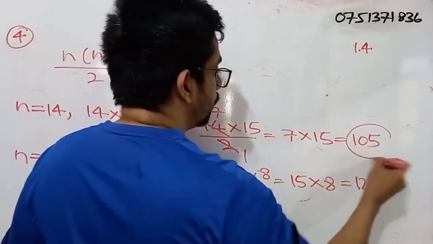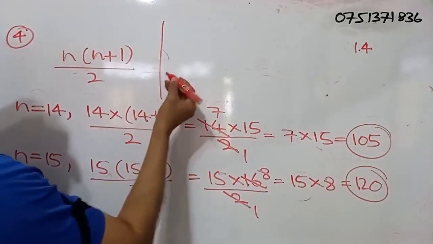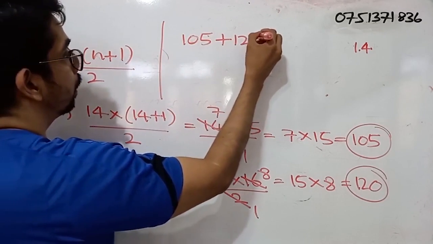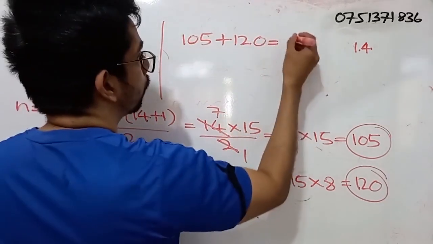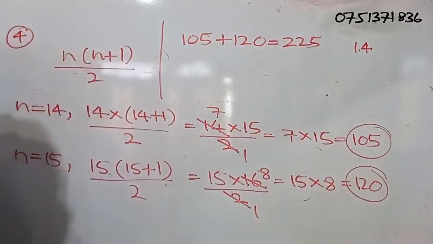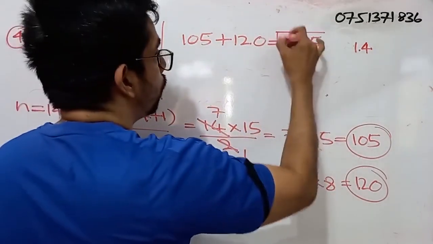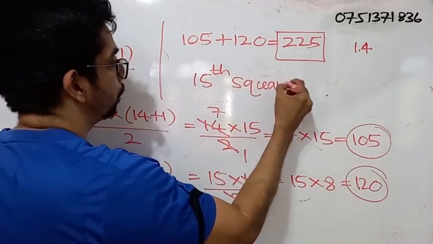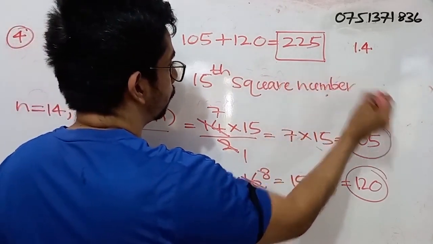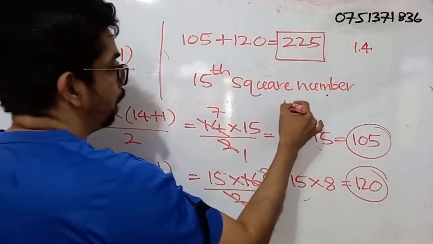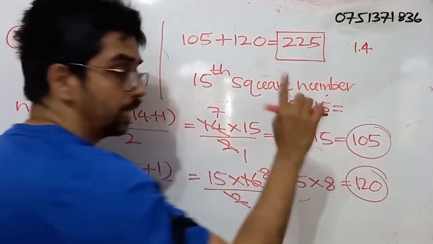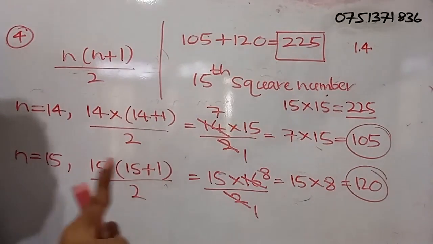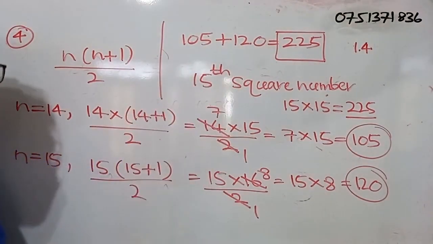Now we will add these numbers together. Right? 105, we will add 120. So this becomes 225. Right? So when we talk about 225, that is the 15th square number. If you take 15 and multiply it again by 15, you will get 225. So the statement is true and the square number is the 15th square number.